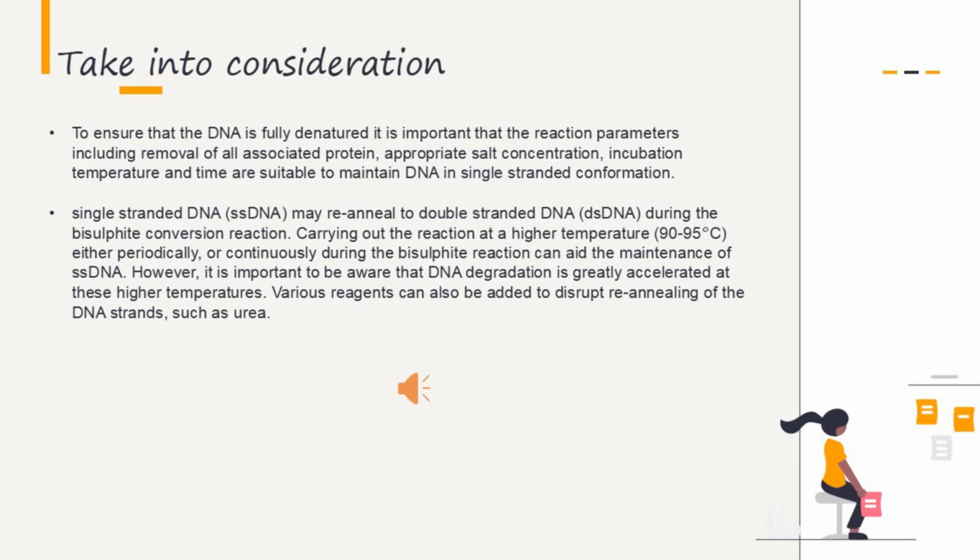Carrying out the reaction at a higher temperature, 90 to 95 degrees Celsius, either periodically or continuously during the bisulfite reaction, can aid the maintenance of ssDNA. However, it is important to be aware that DNA degradation is greatly accelerated at these higher temperatures. Various reagents can also be added to disrupt reannealing of the DNA strands, such as urea.